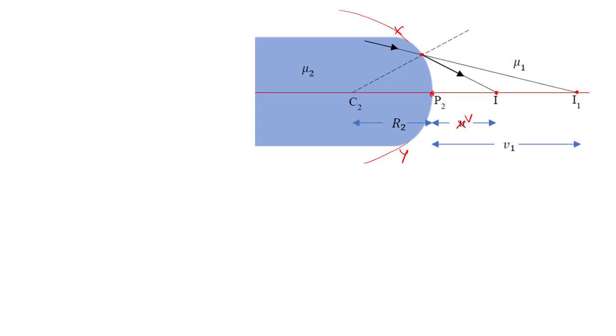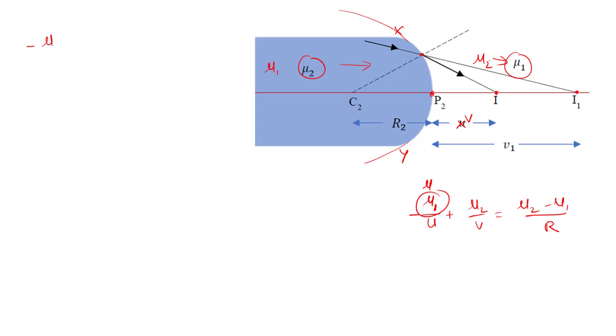I1 is at V1. So the formula was mu1 by v minus mu1 by u plus mu2 by v equals mu2 minus mu1 by r. Here the ray comes from mu2 to mu1. That means mu2 and mu1 will be interchanged. Mu1 becomes mu2, and this is mu1, and this will be mu2.